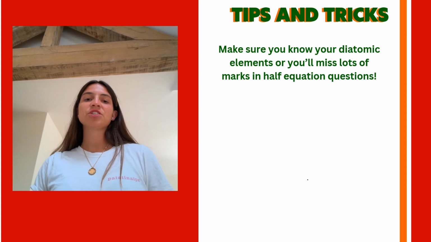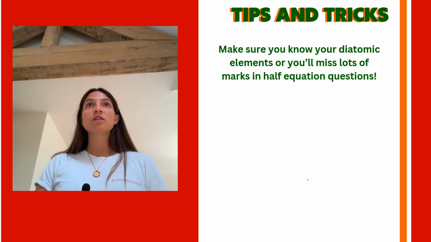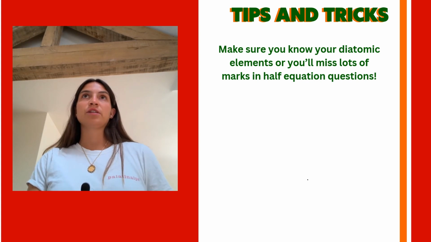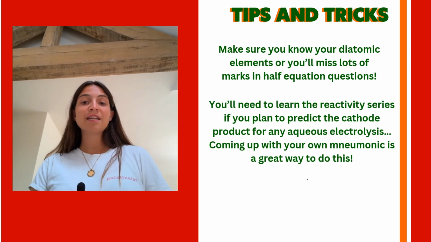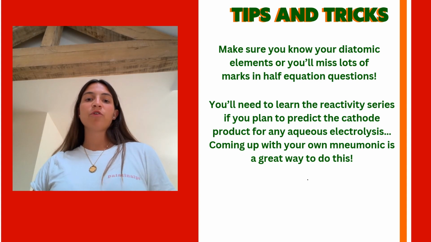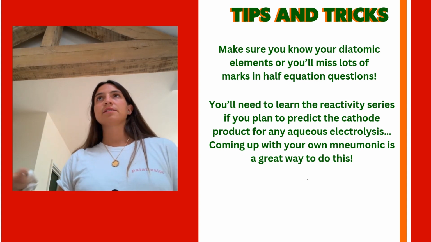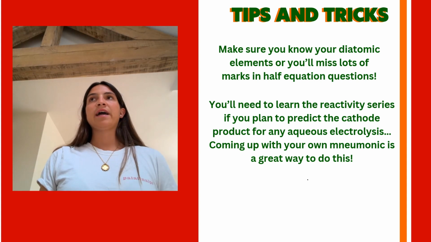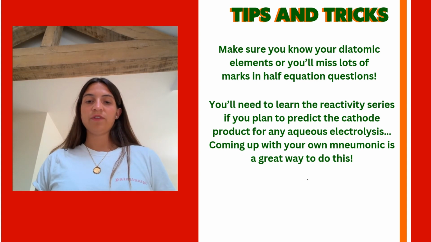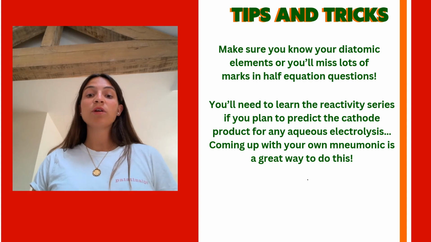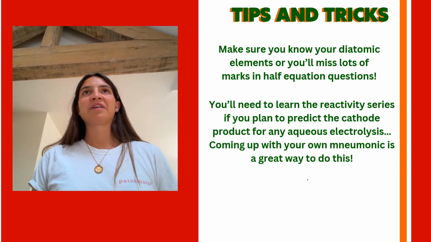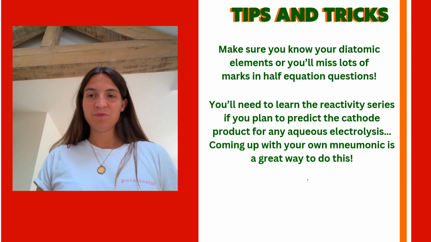Okay, some tips and tricks for this section. You need to know your diatomic elements. You'll miss loads of marks otherwise in your half equations because you will not have balanced your equations properly. You'll need to learn the reactivity series as well so that you can predict what happens at the cathode. Remember, for your aqueous electrolysis, you need to know if it's more or less reactive than, for example, hydrogen when it's dissolved in water. You can come up with your own mnemonic to do that. That'd be a great way of doing that, although it's a bit of a mnemonic overkill at this point with oil rig and panic and loads of other mnemonics as well.